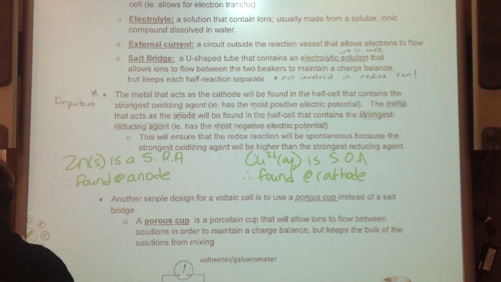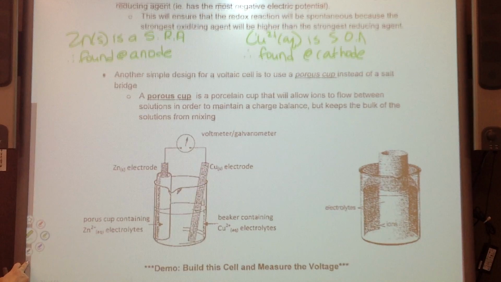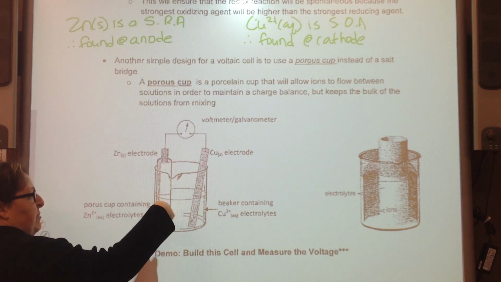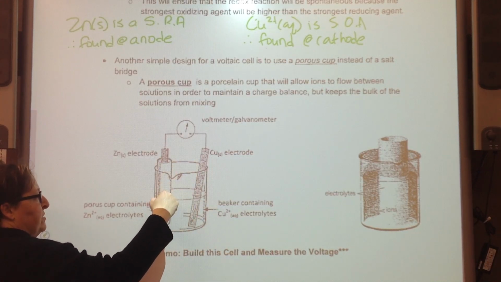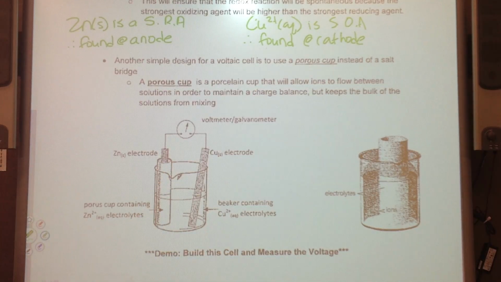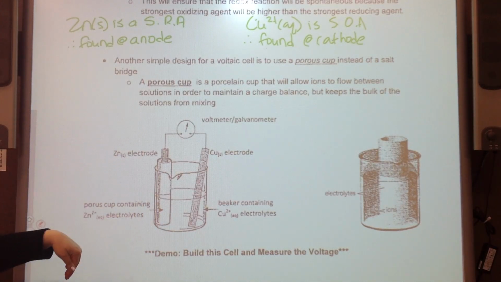Another way to do this is to use a porous cup. And so you would have your electrode here. So this is the same beaker, two different electrodes. Only this part here is what we call a porous cup, and it's just a porcelain, I think is what they are. I'm trying to think of what crucibles are made out of. And our crucibles are made out of porcelain. So probably this is porcelain. I don't know, it could be any porous cup. And you stick the one electrode inside of it.